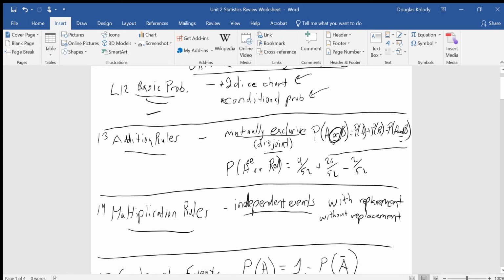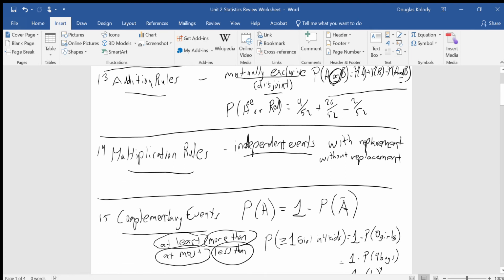For everything I'm going over quickly, go back to these notes, look over the examples, but most importantly, look over the homework problems. The multiplication rules. Keywords there were independent events. Is the second trial independent of the first? And that has to do either with replacement or without. Review your homework problems and look at examples that were with replacement and without replacement.